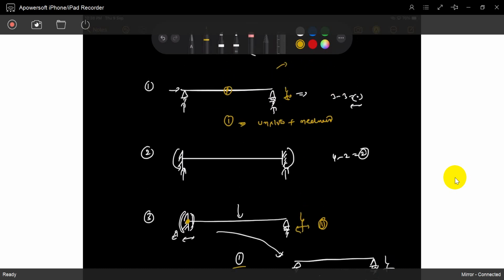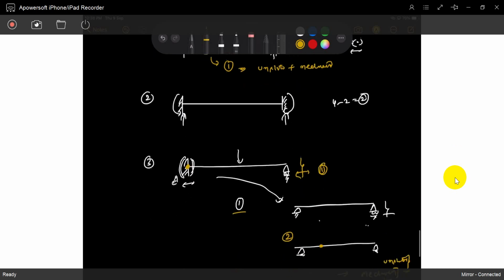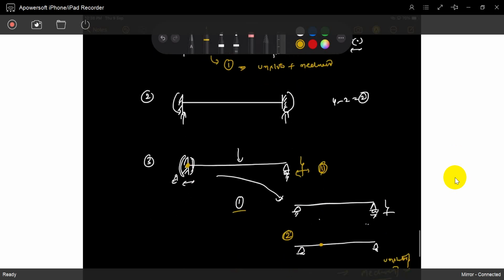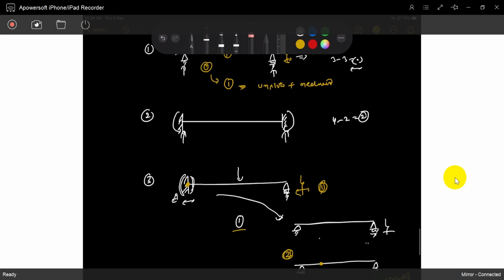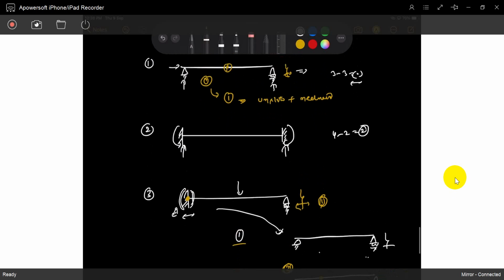There is no redundancy. Redundancy is 0. Indeterminacy is 0, it requires 1. Indeterminacy is 1, it requires 2. So now, if you see the fixed beams.